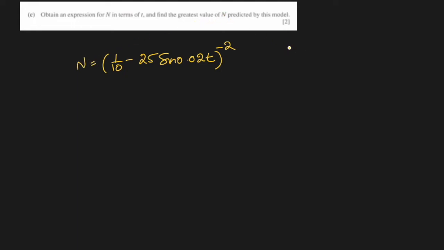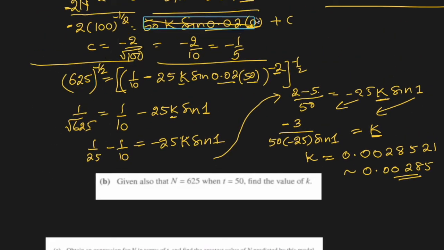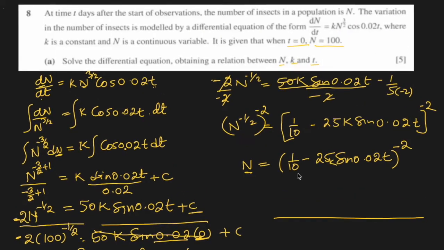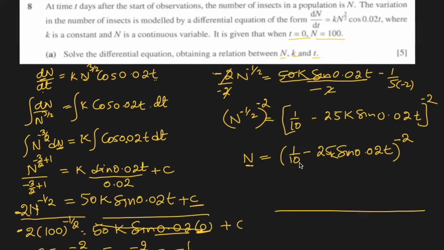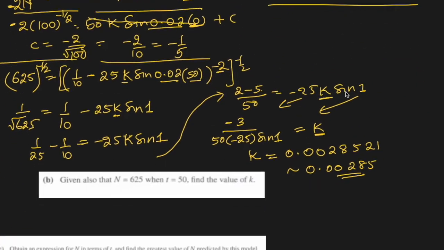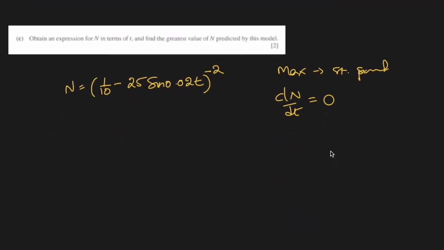Okay, greatest value means they are asking for the maximum value, which can be determined by the stationary point. For a stationary point, dn over dt has to be equal to 0, and we already have an expression for this, which is here, dn over dt equals kn to the power 3 over 2. So let's use that one. It is part of this model.